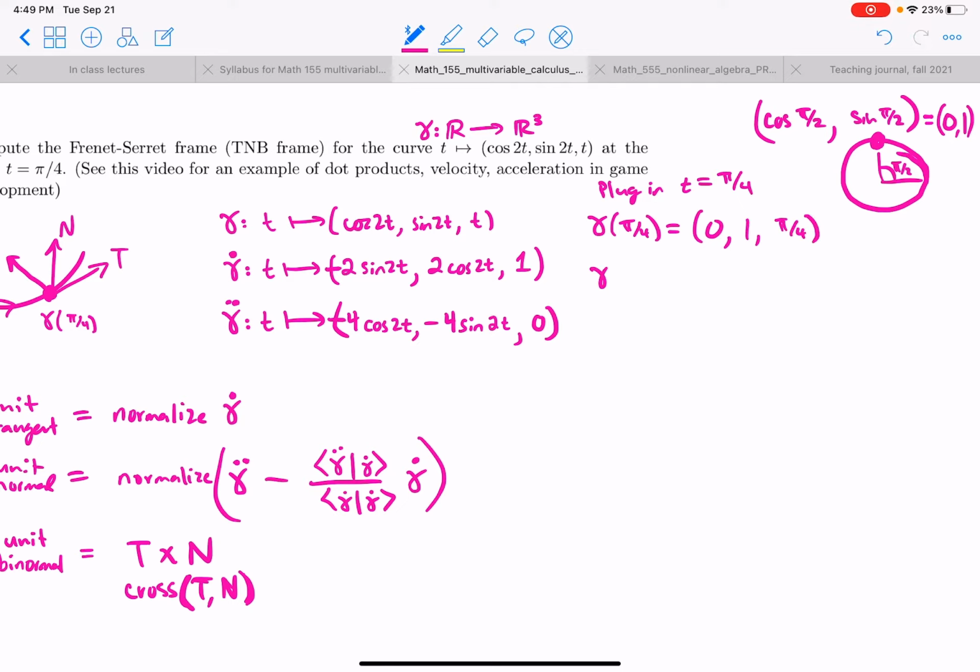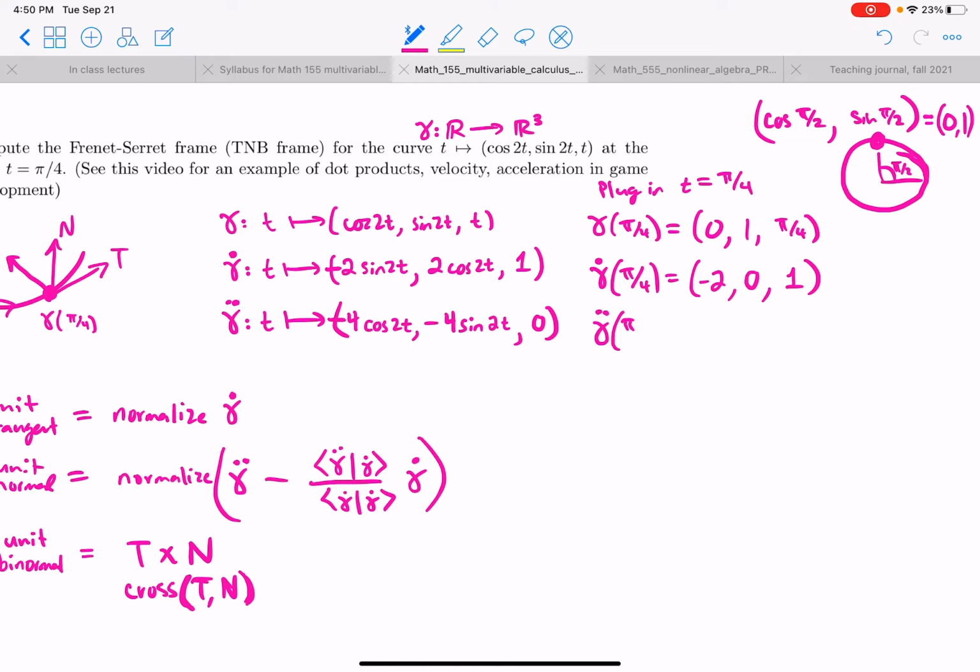Okay. Gamma dot at the time t equals pi over 4 is what? Well, now this becomes a 1, this becomes a 0, and this stays a 1. So the sine becomes a 1, so I have a negative 2. This becomes a 0, and 2 times 0 is 0. This obviously stays a 1.